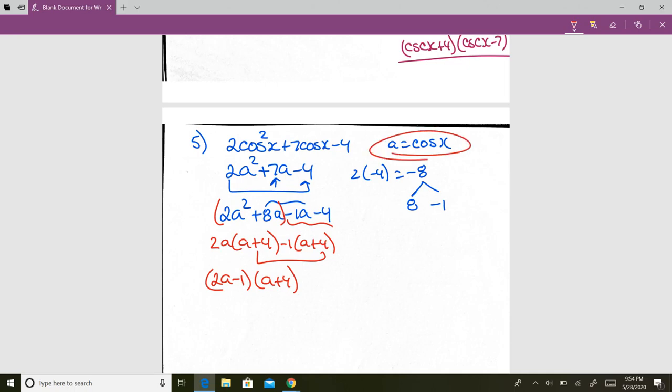Put back in what your a's were. So it's 2 cos of x minus 1, cos of x plus 4. And that's the factored form.